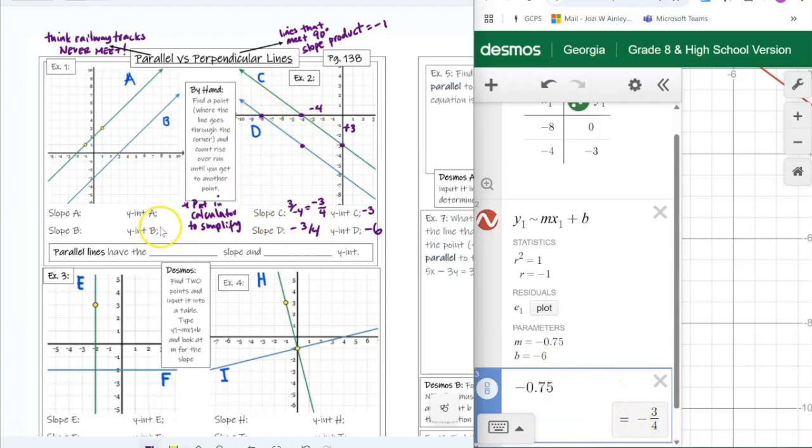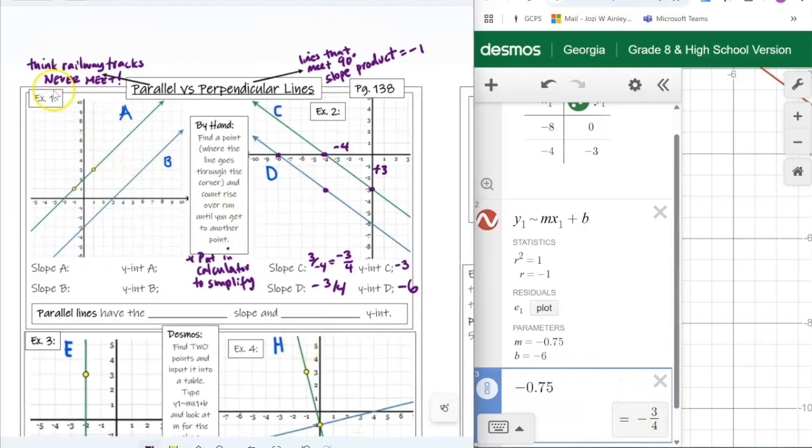Perfect. Same slope. All right, so go ahead and pause the video and do example 1. Once you complete example 1, complete the sentence. Parallel lines have the blank slope and blank y-intercept. So you're going to look at the slopes here, the y-intercepts here, and complete that sentence.